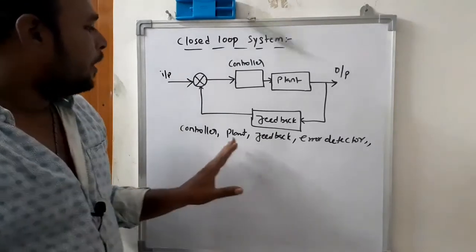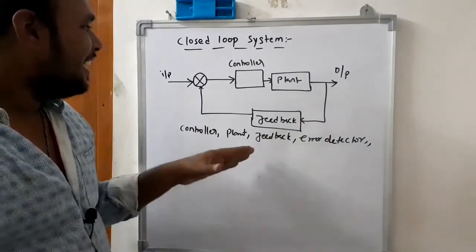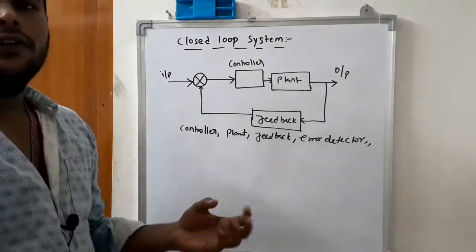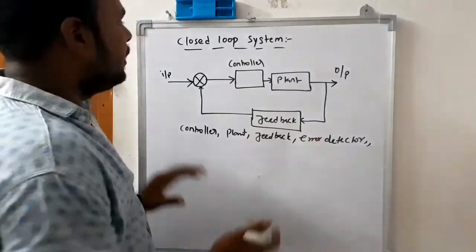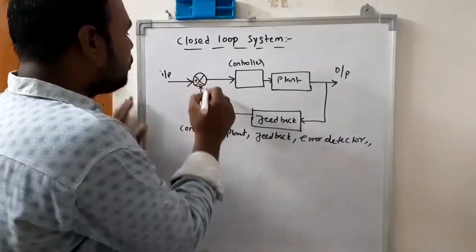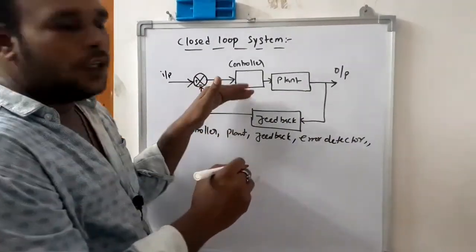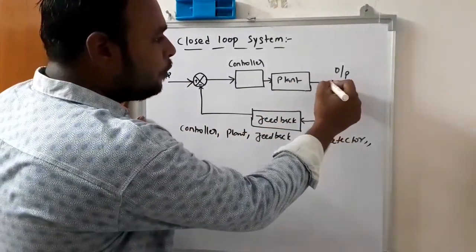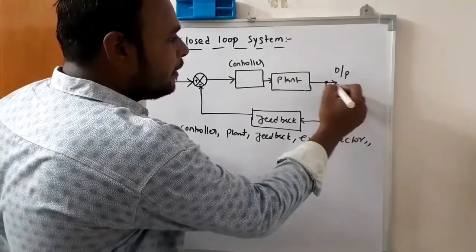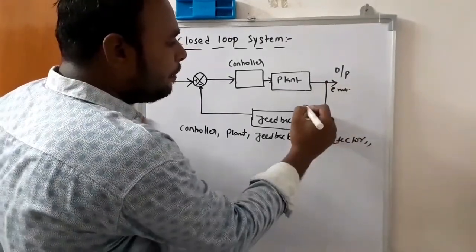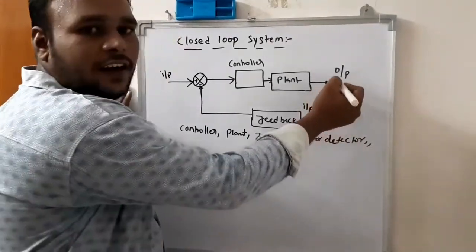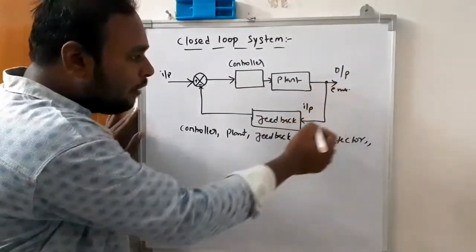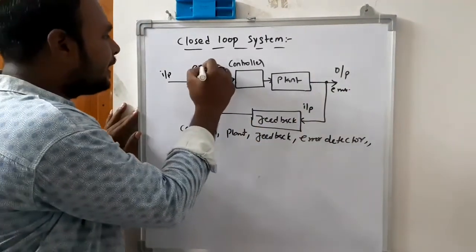So controller, plant, feedback, and error detector are the elements present in the closed loop control system. What is the working purpose of these things? The input signal is given to the controller, the controller gives it to the plant, and the plant gives the output. From the output, the error signal is detected. The input for the feedback is the error signal generated at the output, so that error signal is fed back through the feedback signal to the error detector.